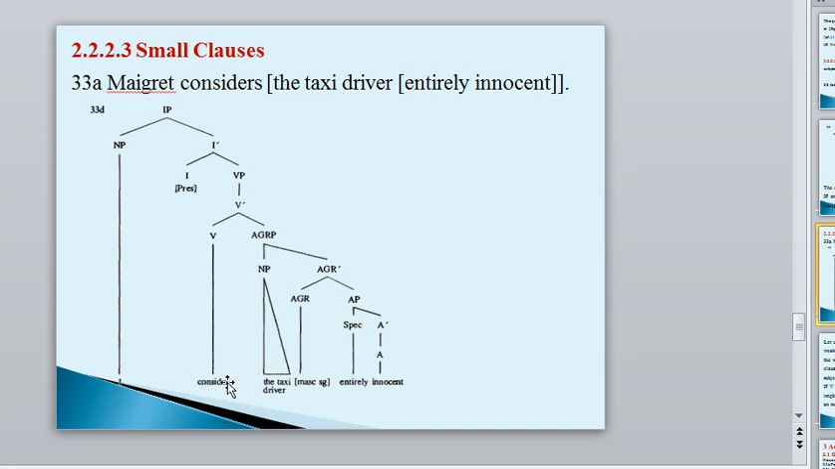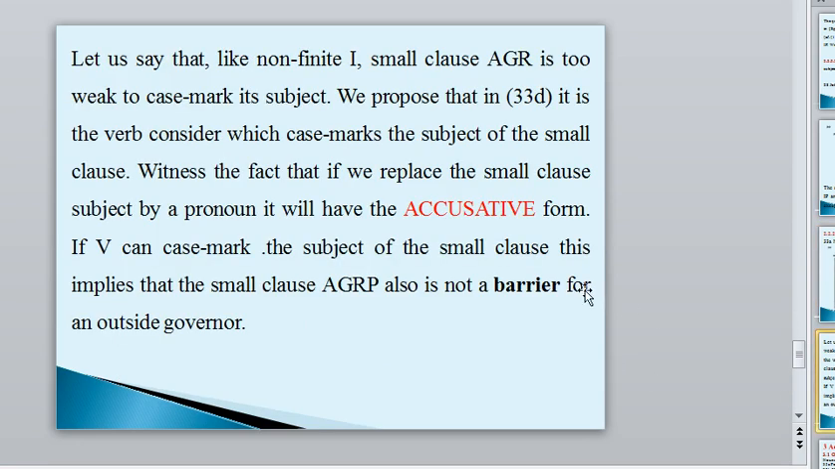So again, like infinitive clauses, like exceptional case marking, the verb before the noun can assign the case to the subject of the small clauses, because the head of the small clause is too weak to assign a case to the NP. So this is the position of the case assigning in the small clauses.